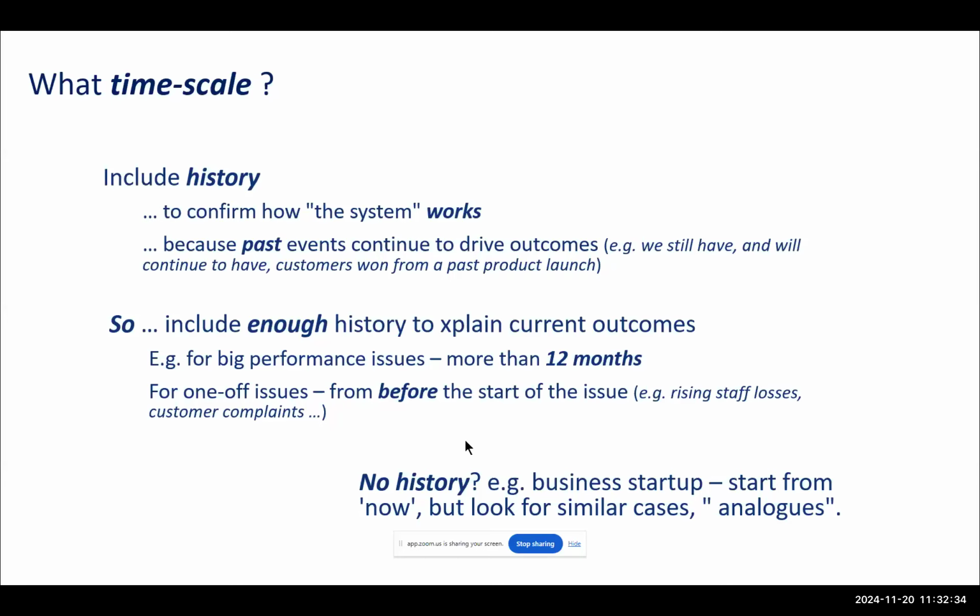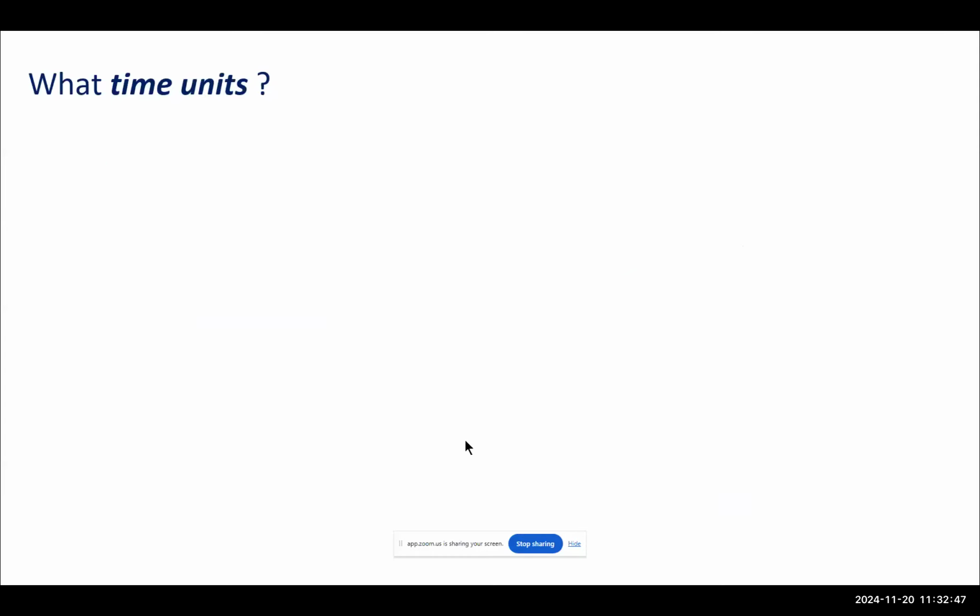We call them analogs. Many companies have launched a product before, for example. Many companies have acquired other companies before. So look at what happened before if you have no history for this particular thing you're trying to deal with. What time units should you set up for your model?